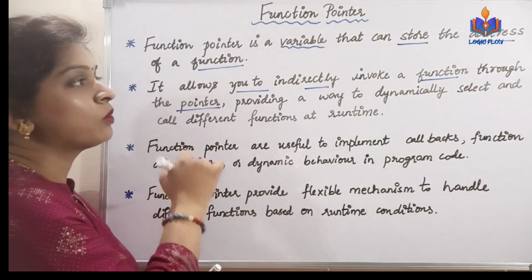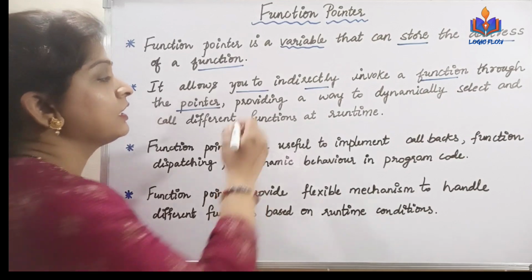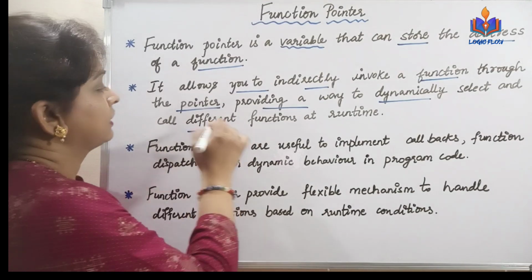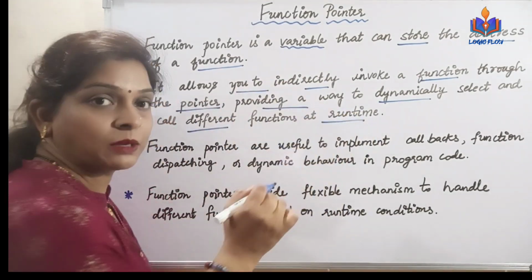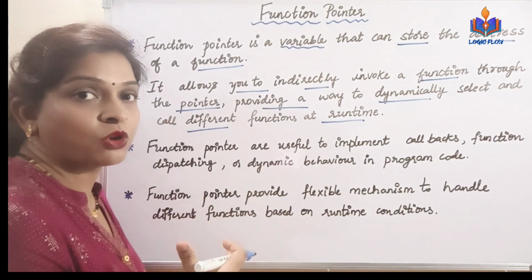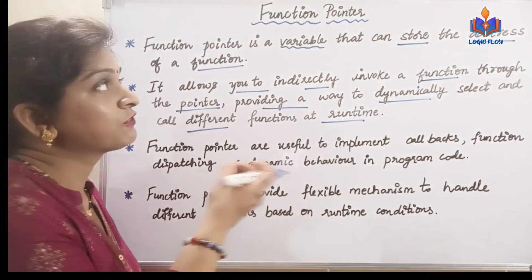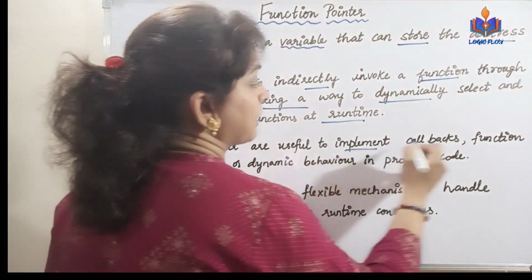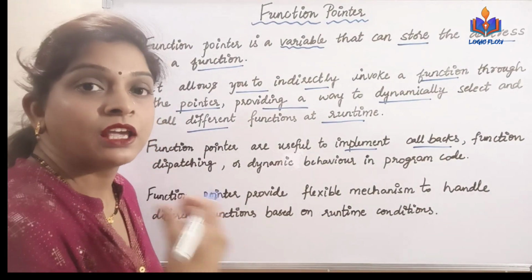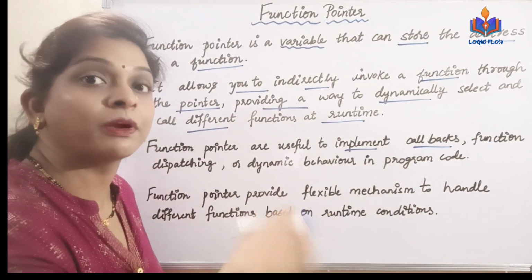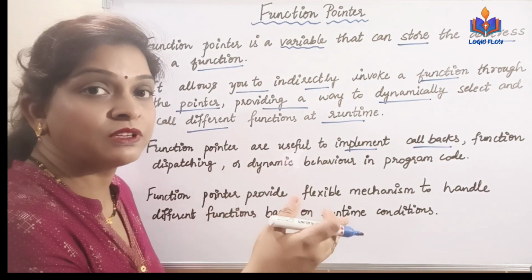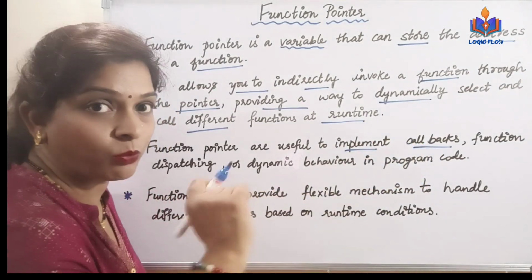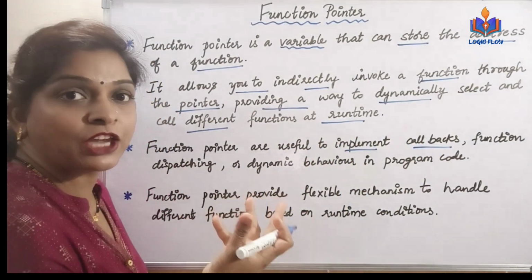How are we going to invoke the function indirectly? It is going to provide a dynamic way to select different functions at runtime. So when we have to handle function calls dynamically during runtime, function pointers are very useful. Function pointers are useful to implement callback functions, that is, when I pass a function itself as an argument to another function, that function will be a callback. We will see the implementation of this in a separate video. That is the application of function pointers.